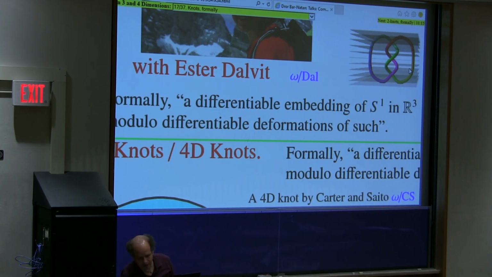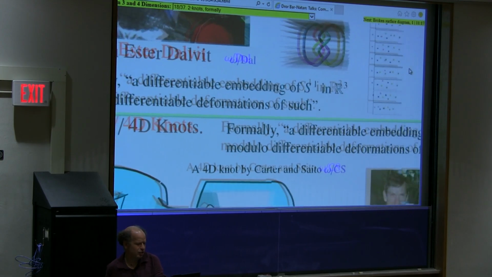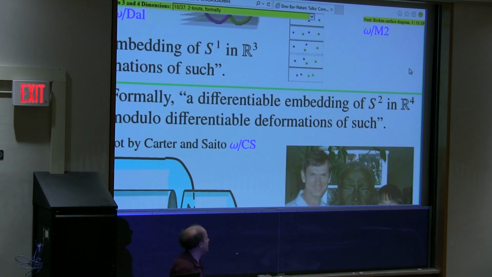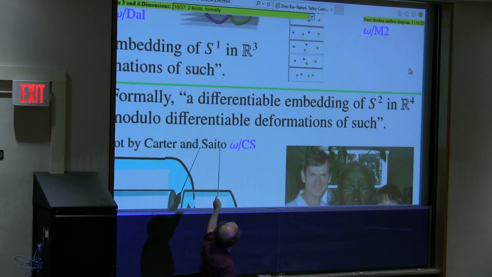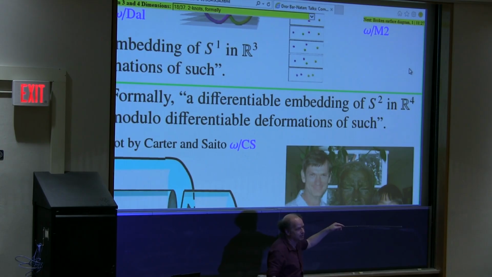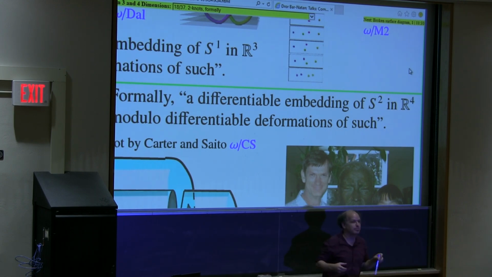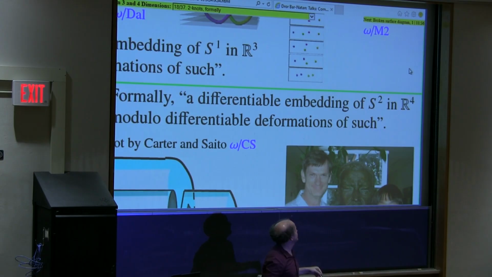Okay? Good. So now what would be a two-dimensional knot in R4? So a two-knot will be a differentiable embedding of S1 stands for the circle, the one-dimensional circle. So instead the two-dimensional circle, meaning the sphere, inside R4.